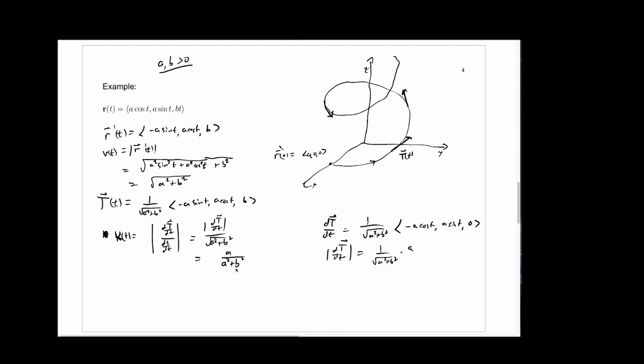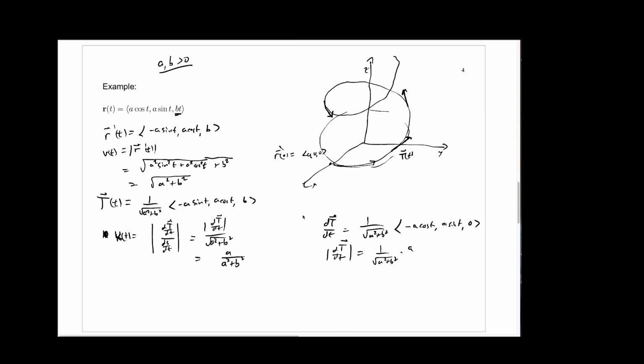If b is 0, then the whole curve just takes place in the plane, and it's exactly like the circle we looked at before. You just go around and around in the xy plane because b is 0, and then the curvature will be a over a squared, which is 1 over a. That's the result we had earlier.